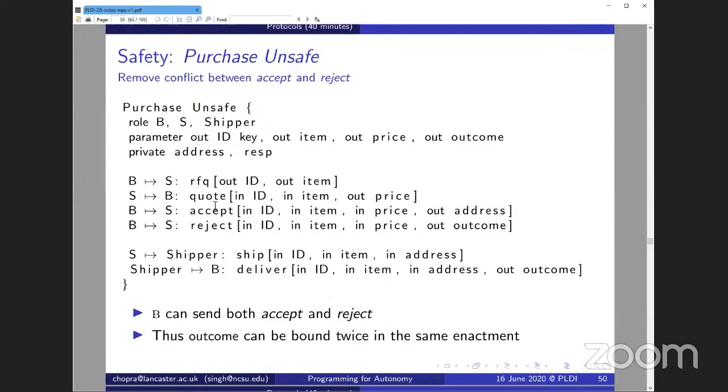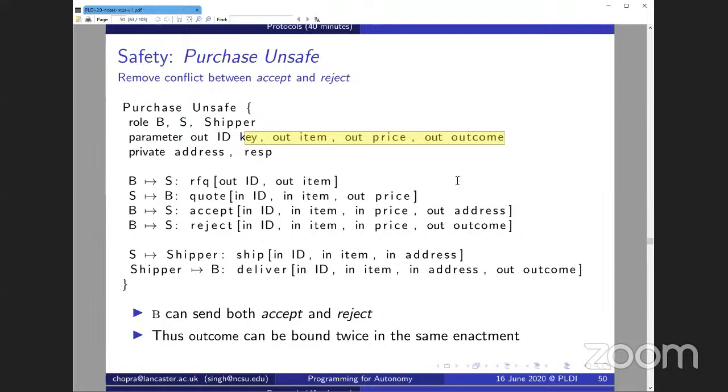So imagine that we have an alternative to the purchase protocol. In this alternative purchase protocol, we allow that the sender can both accept and reject. Right, so that's an example of something that's bad. It's not bad at the local level, because accept and reject, we simply remove the conflict between them. So the buyer sends the accept message, which creates an address binding, but the address is not visible at the top. It's not included. It could have been included, but in this case, it's not.